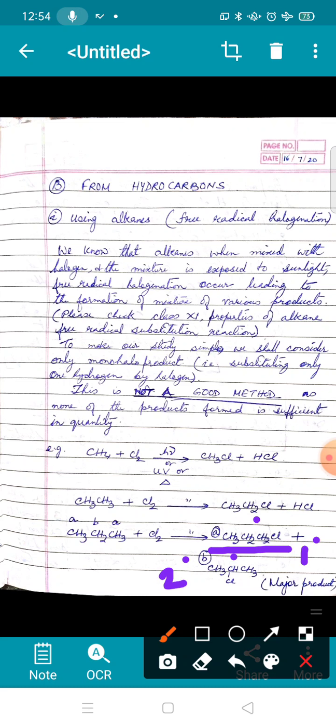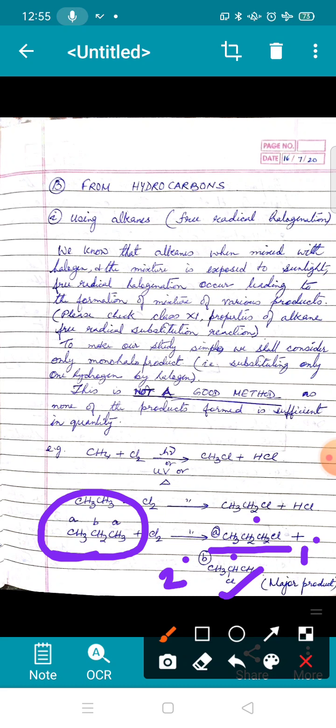Now if you go back again, if you try to remember, secondary free radicals are more stable than primary free radicals. As a result, the second product is the major product and the first product will be the minor product. You have to remember, as many types of hydrogens as we get here, A, B, C, D, whatever types, that many products will be obtained by substituting each type of hydrogen by the halogen. And from there we have to choose which product will be the major product.